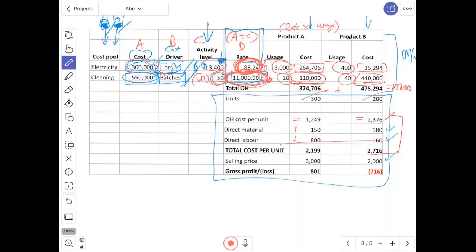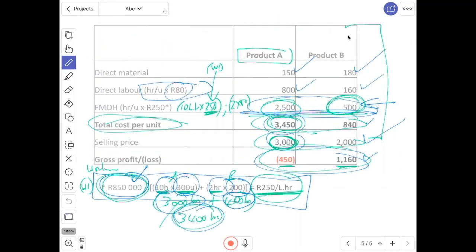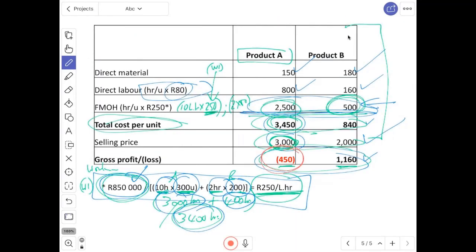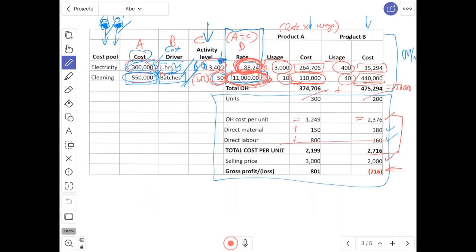and that will give us profit per unit. Okay, so now let's compare this to our traditional method of overhead allocation. Remember, product A gave us a loss of 450 Rand per unit. And B gave us a big profit of 1,160 Rand per unit. So we wanted to focus on B and even discontinue product A. But now, allocating the products more fairly, we see it's product A that's actually making a profit, and B is making a big loss. Why is this?